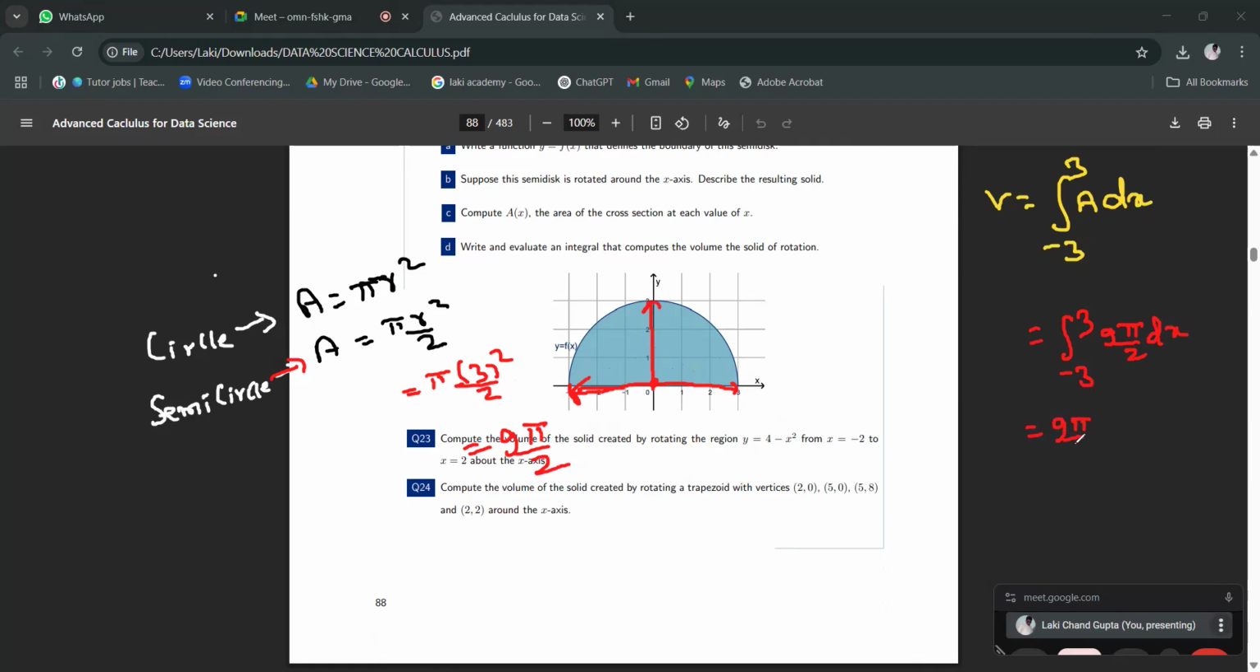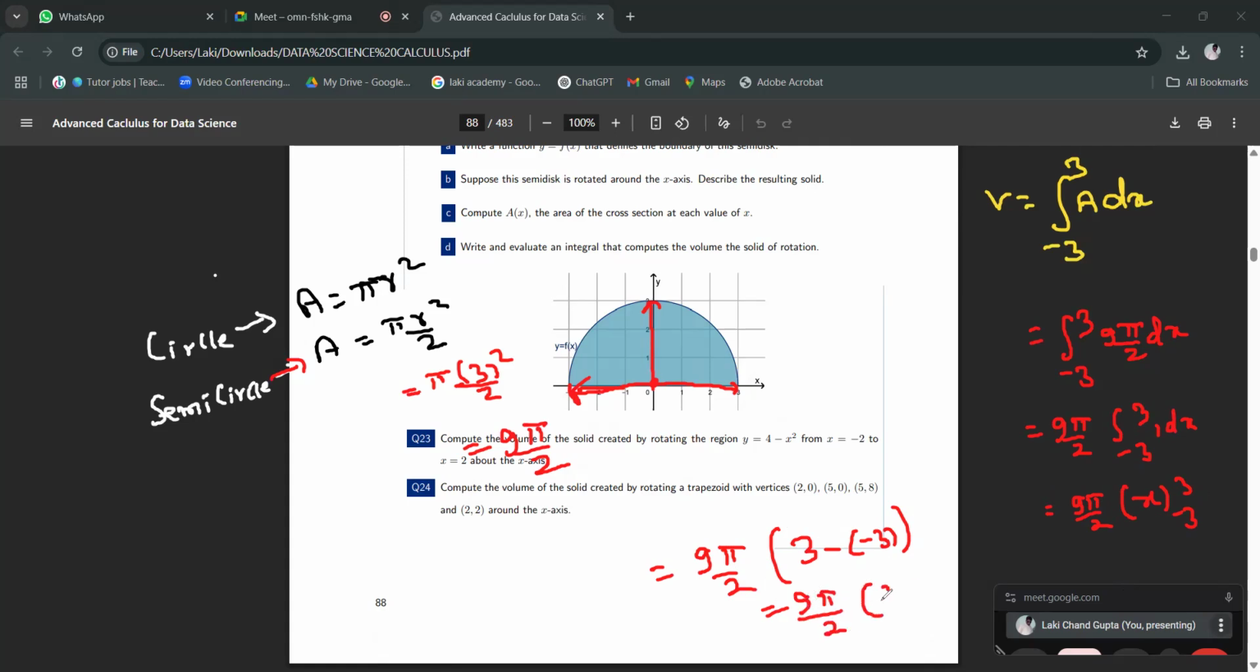9 pi over 2, dx. Integration of 1 is x. First we put 3, then minus 3, right? 3 plus 3 is 6, so 27 pi. 27 pi is the final answer.